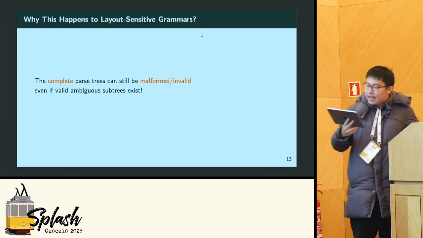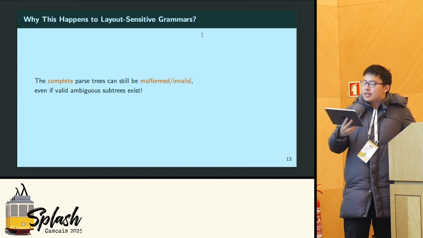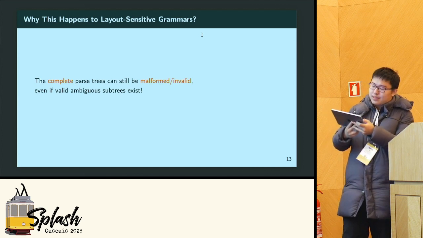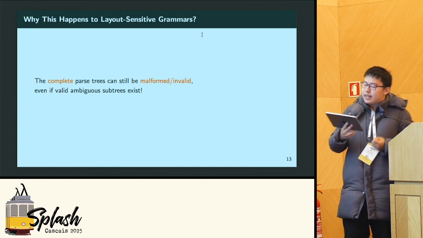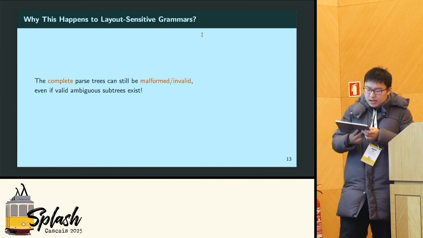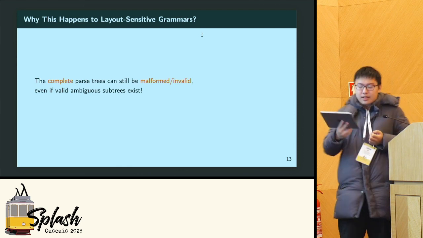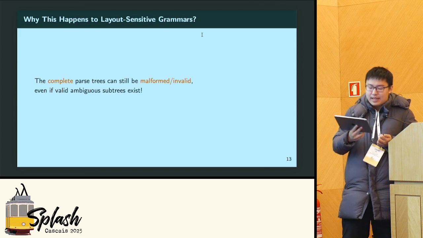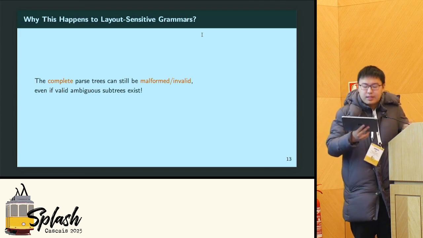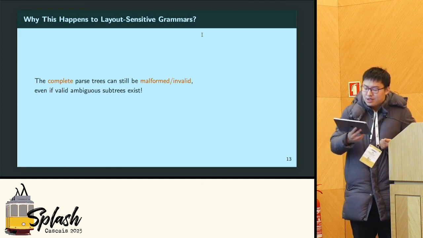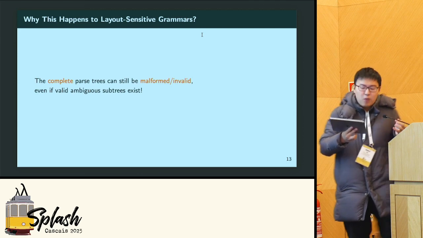So why can this happen with layout-sensitive grammars? If we only focus on the subtrees, even if we find ambiguous ones, we cannot be certain that those subtrees can be extended into a complete parse tree. Like shown in the previous graph for BAMB, the existing complete trees may not be valid at all. But recall that Isaacsen has proved in their paper that for CFGs we can always do such an extension, since there won't be things like layout constraints that stand in the way.